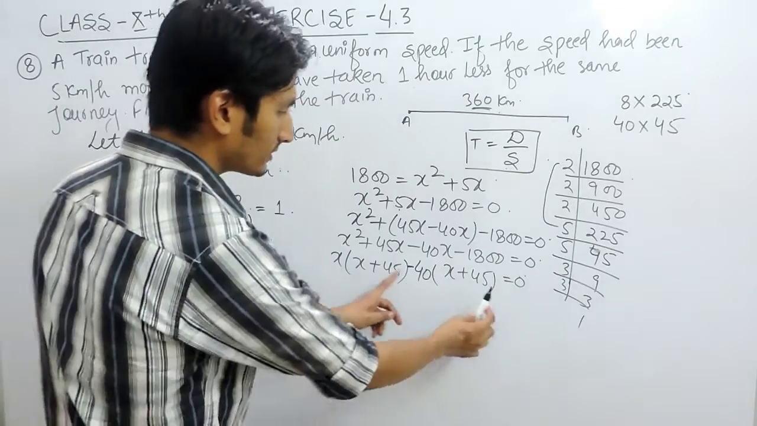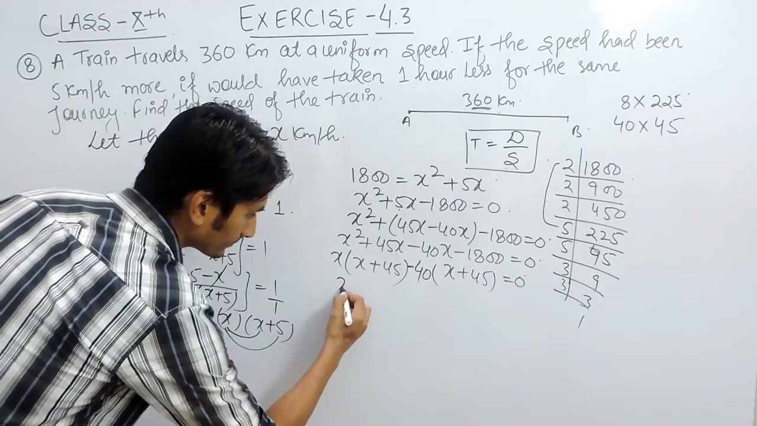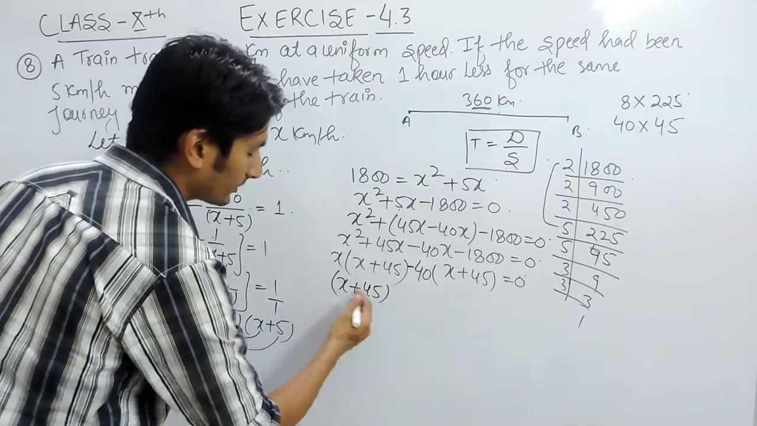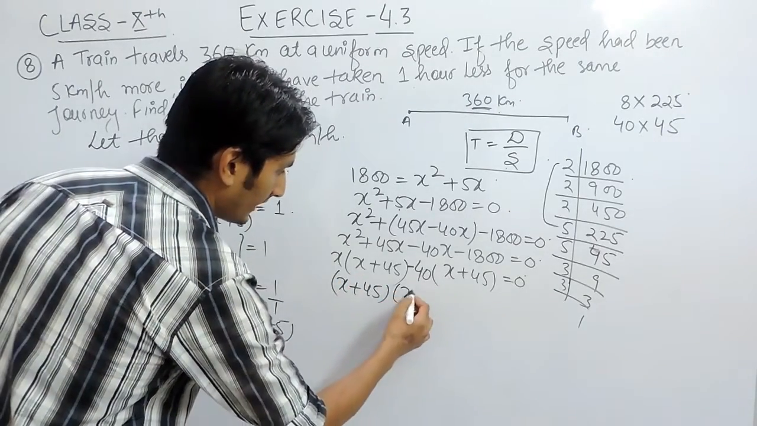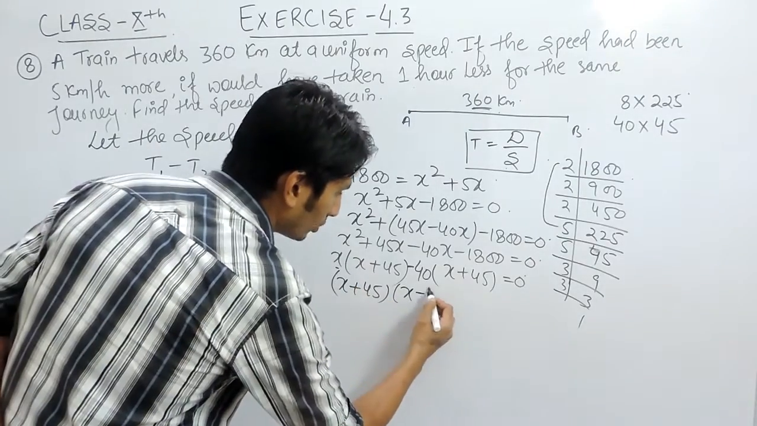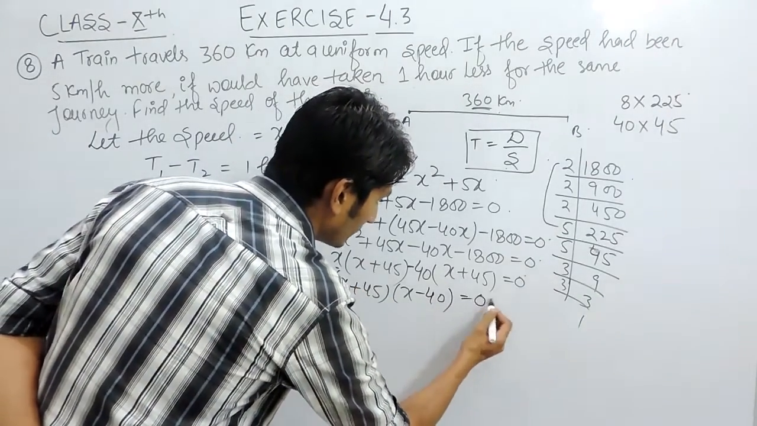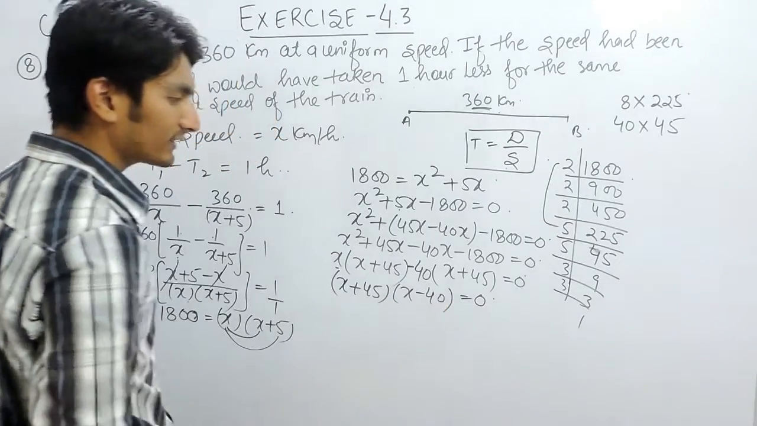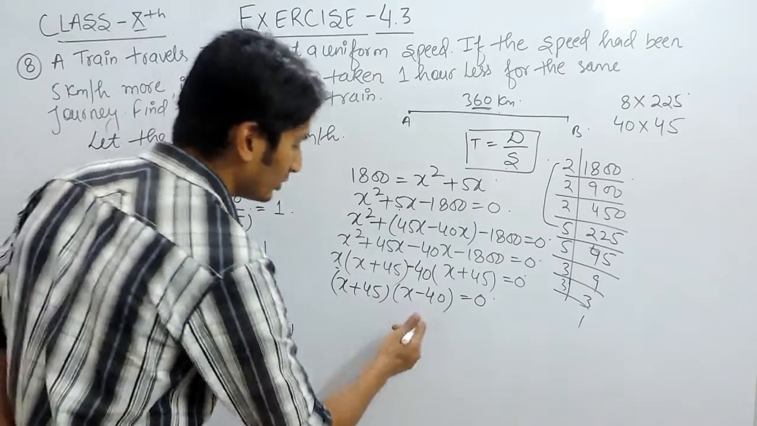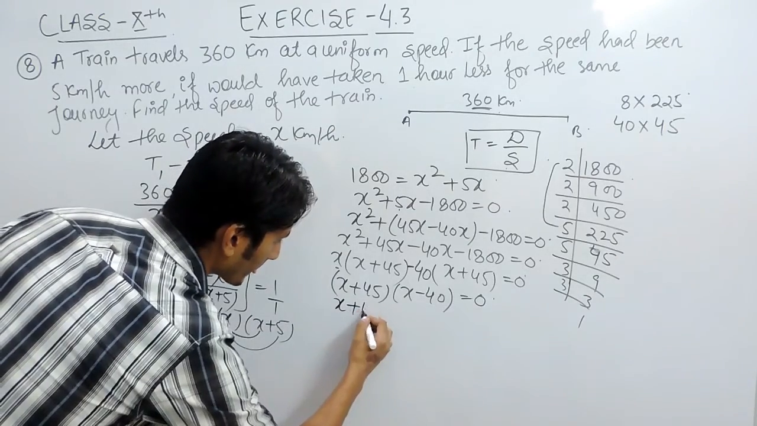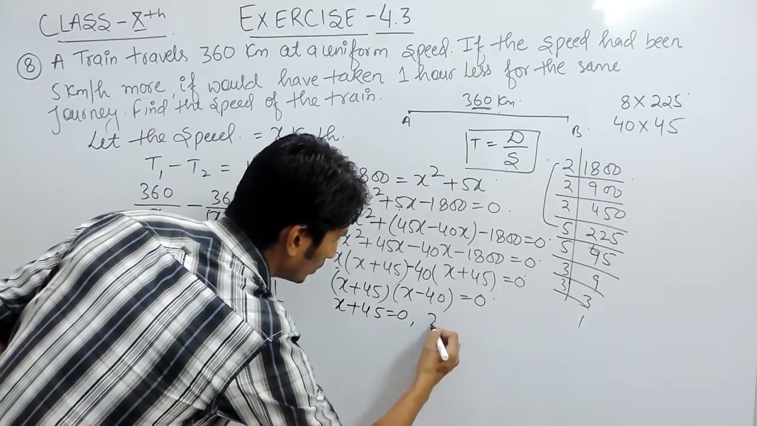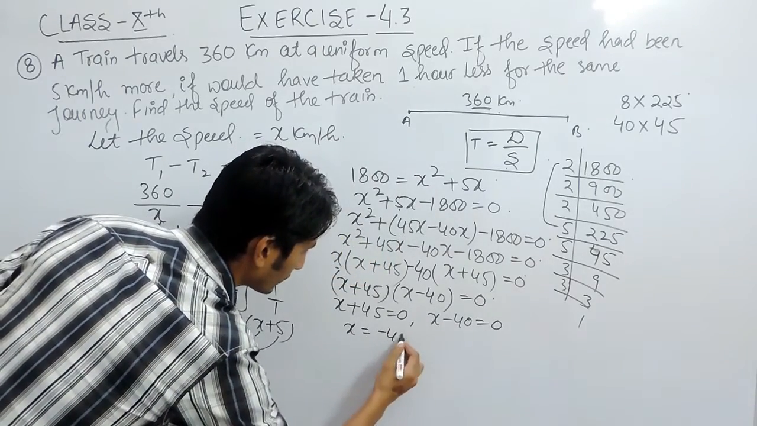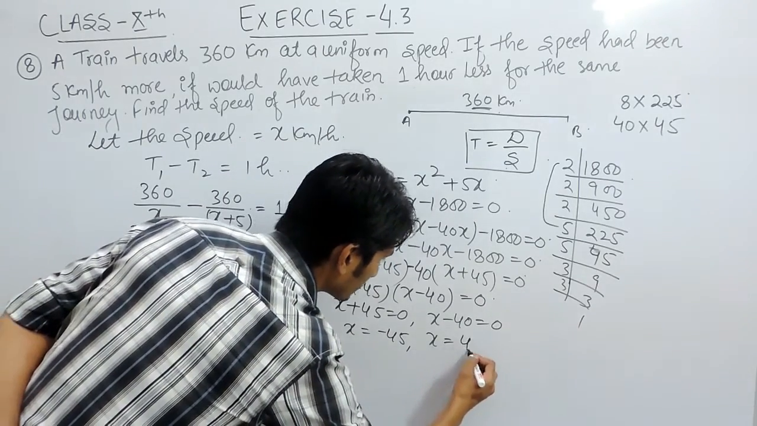Now we have two terms, and from both the terms x plus 45 is a common factor. From the first, if this is taken out, only x will remain, and from the second only minus 40 will remain inside the bracket. Now we know that the multiplication of these two factors is equal to 0, so clearly the value of one of these factors must be 0. So the value of x is minus 45 or the value of x is 40.